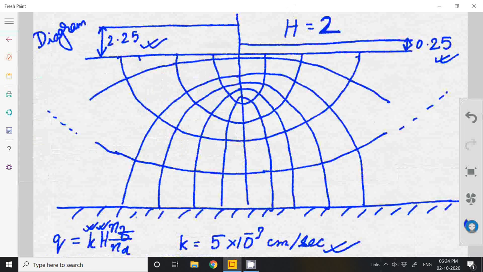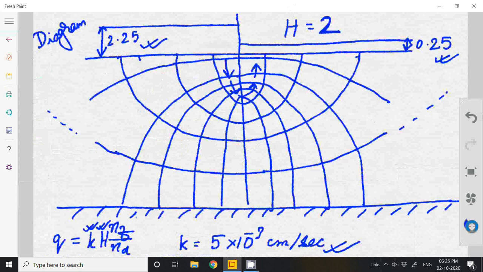So how will you find Nf? Just see how many flow channels there are. You can try to just imagine, not imagine, visualize. This one will be one flow channel. The water will come here.